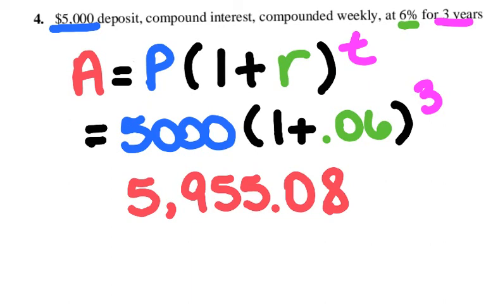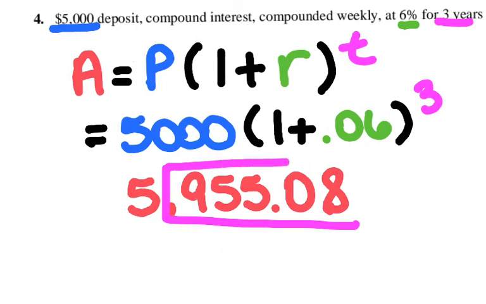Remember, it's just asking for the interest. So if this was the STAR test and it was asking for the interest only, you would subtract the $5,000 from this answer, and your answer would be $955.08.